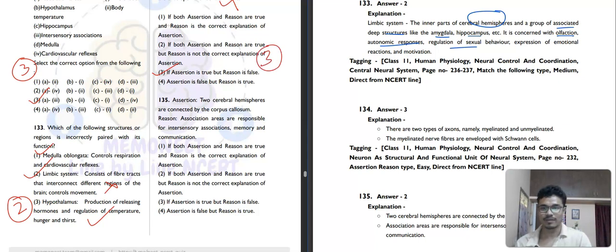Then question number 135. Two cerebral hemispheres are connected by the corpus callosum. That is the assertion, correct. Then the reason is saying association areas are responsible for intersensory association, memory and communication. It is correct, but the reason is not verifying the assertion. That's why the second option will be our correct answer for this question.